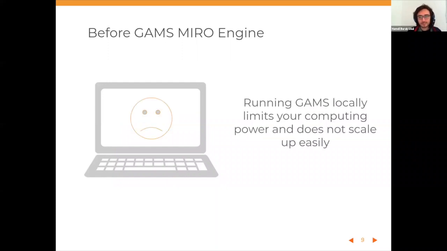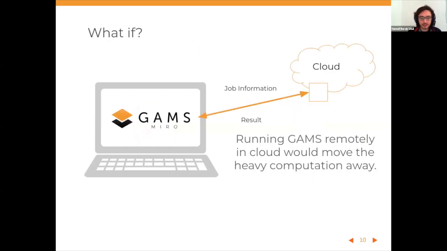But running GAMS locally limits your computing power, and it really doesn't scale up easily. Imagine that you have to run hundreds of jobs. You have to click one, wait, click one, wait, click one, wait, and probably you're not going to be able to run all of them at the same time because you are limited with your PC power. What if there is a way to run GAMS remotely in the cloud and move the heavy computation away from your local PC to the cloud? You would provide the job information to the cloud, the cloud would make the calculations and provide the result back to you.